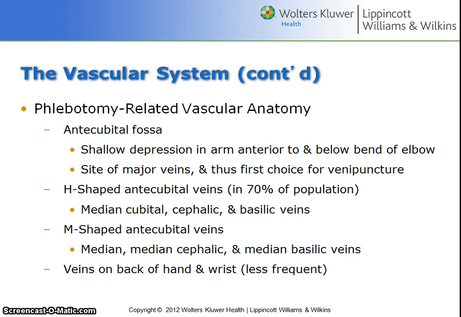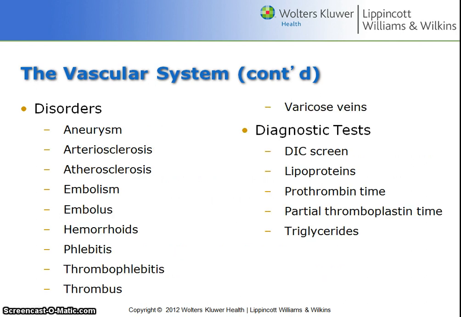H-shaped antecubital veins exist in 70% of the population, made up of the median cubital, cephalic, and basilic veins. And then there's the M-shaped antecubital veins. These are some disorders of the vascular system and some of the diagnostic tests used to diagnose these disorders.